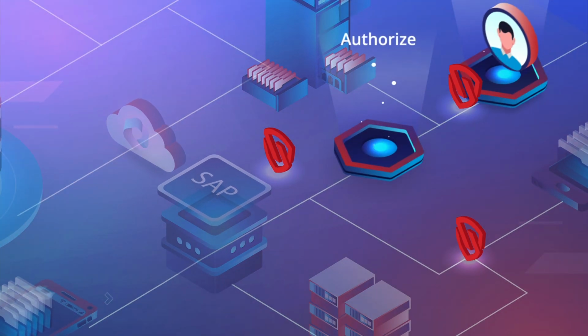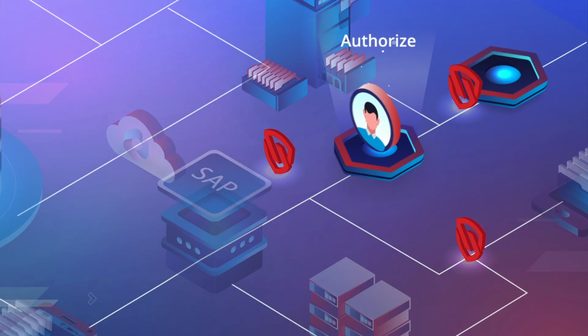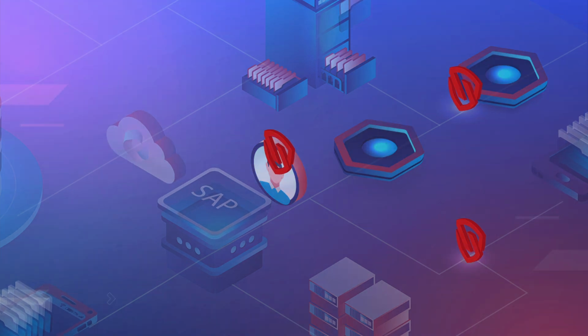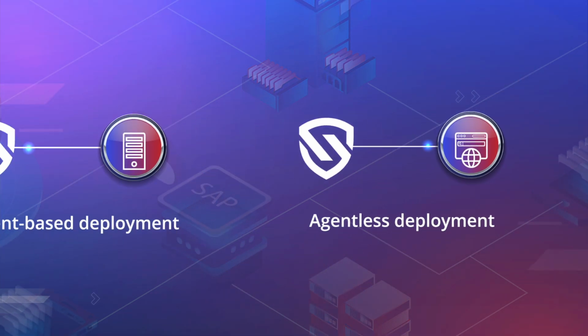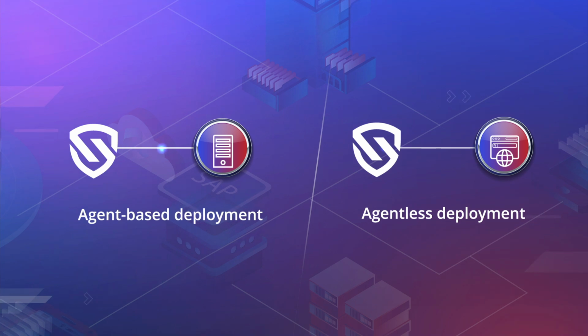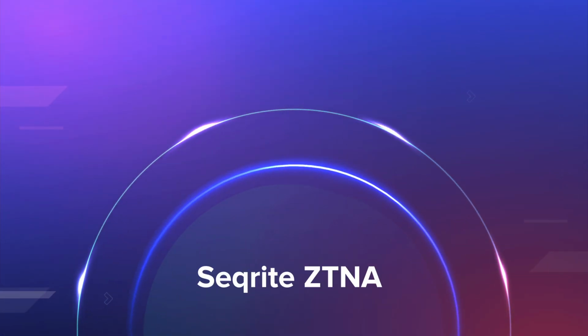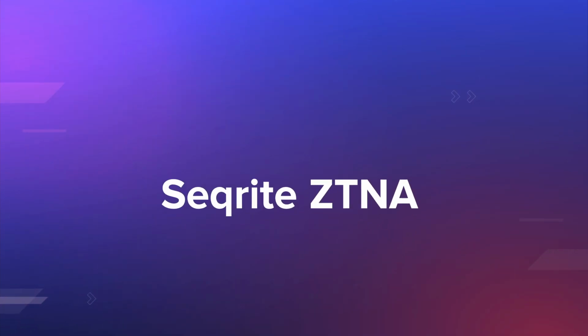As part of the Zero Trust policy, every user access is verified and only the required level of access is provided every single time. Choose from flexible agent-based or agent-less deployments, or employ both options to suit your enterprise security requirements. Securite Zero Trust Network Access offers a holistic, zero-trust security approach for a new world.